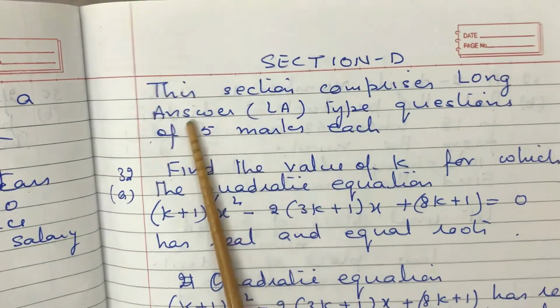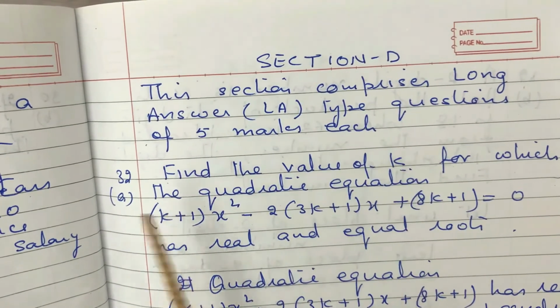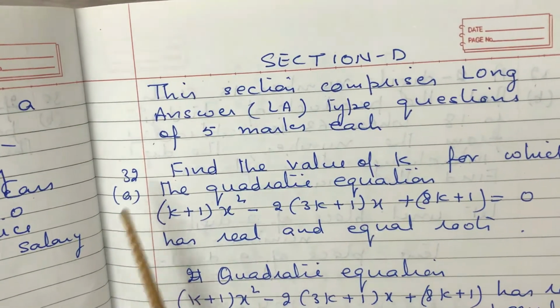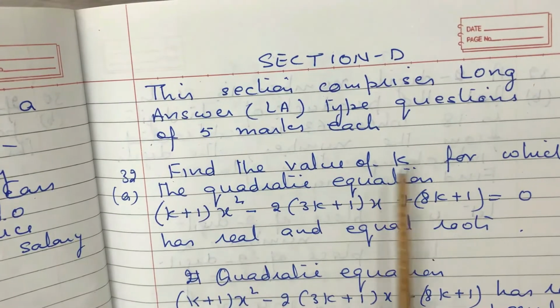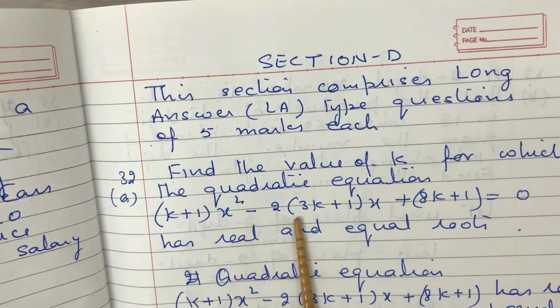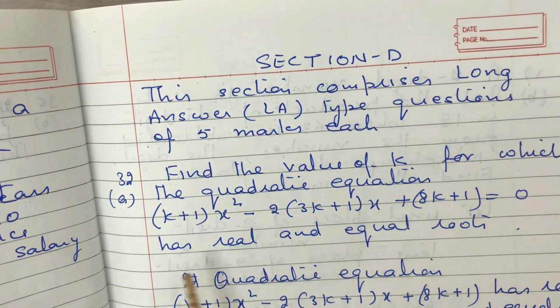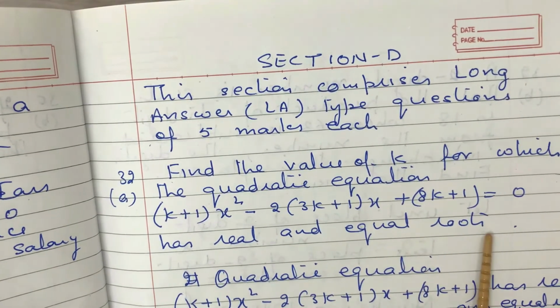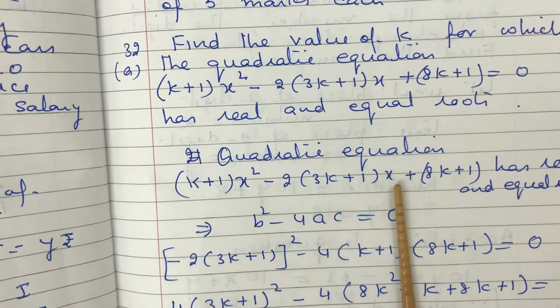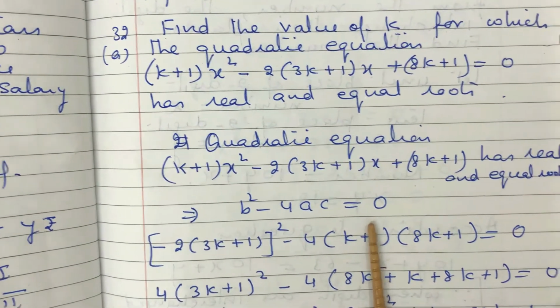Section D. This section comprises long answer type questions of 5 marks each. Question number 32, A part. Find the value of k for which the quadratic equation (k+1)x² - 2(3k+1)x + 8k + 1 = 0 has real and equal roots. If a quadratic equation has equal and real roots, that means b² - 4ac = 0.